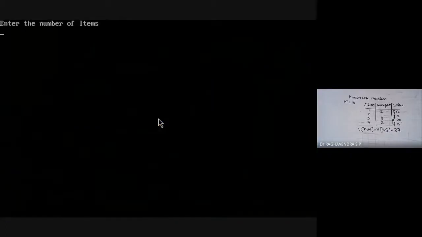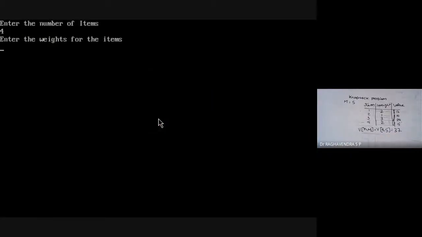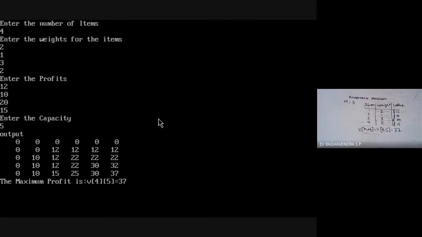So enter the number of items, 4 items we have, and the weights of these items. First we have to give the weights 2, 1, 3, 2, and profits 12, 10, 20, 15. Capacity of the knapsack, that is 5. So 37 is the result we have obtained, and in the problem we solved earlier we also obtained the same result. This completes your knapsack problem.